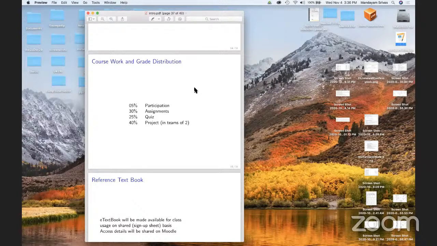Okay. So before I start the topic of the day, which is simplex, I just wanted to take stock of things. Here is the grade distribution I had proposed in the beginning. I'll generally stick to it. As per this, there is a quiz or an exam, 25%, and that's what I want to talk about today.